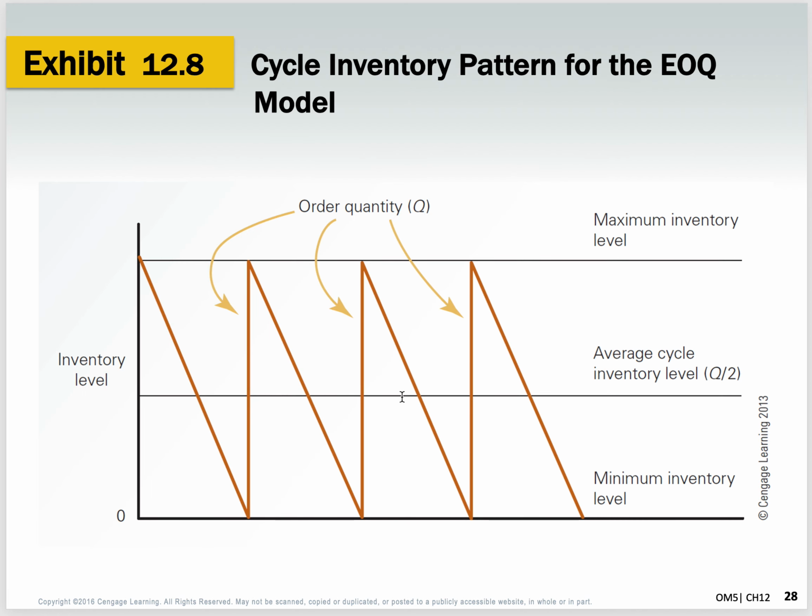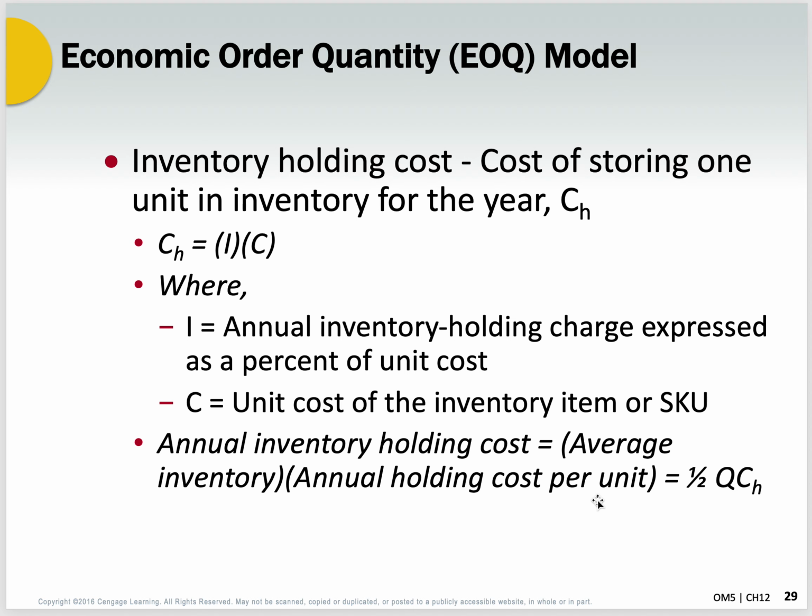Here's a very nice picture of this. So I order some inventory. Boom. It goes all the way up to Q. And I meter it down so nicely. And the average inventory is Q over 2. When it gets to 0, boom, I get Q more. And you get this beautiful sawtooth picture, which only works in concept in a class and a presentation like this.